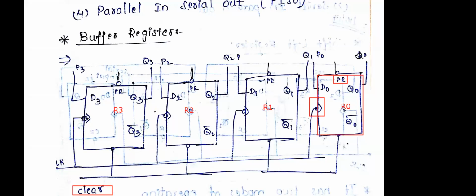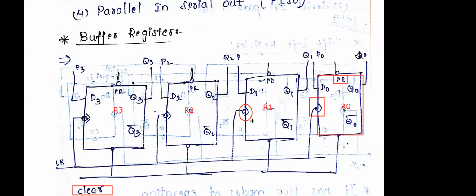Adding the bubble here, what does it mean? This is a negative edge trigger flip flop. You can observe here, a negative edge trigger flip flop. That means we are using the D flip flop in negative edge trigger. The triangle symbol means edge triggering, with a bubble it is negative, and without a bubble it is positive.